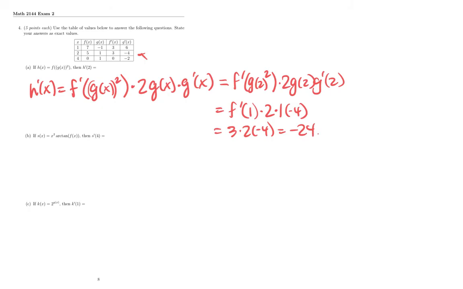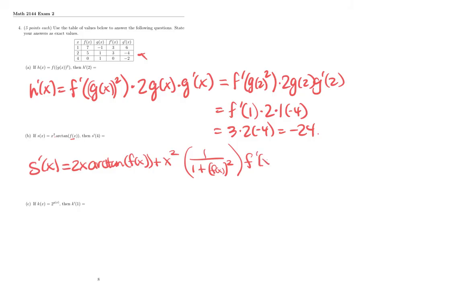Okay, so then it says if s of x is equal to x squared arctangent of f of x, then s prime of 4, so I'll need to compute s prime of x. And so s prime of x will be 2x, I'm going to use product rule, because I have two functions multiplied together, arctan of f of x, plus x squared, and the derivative of arctan is 1 over 1 plus x squared, but my inside part is f of x. And then I'm going to multiply that by f prime of x.